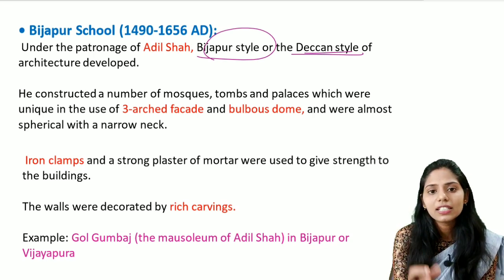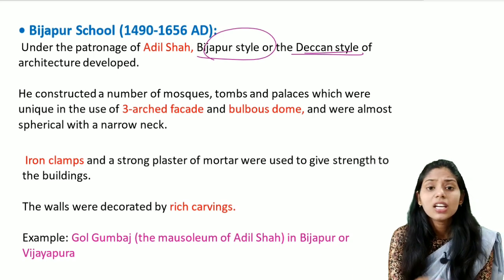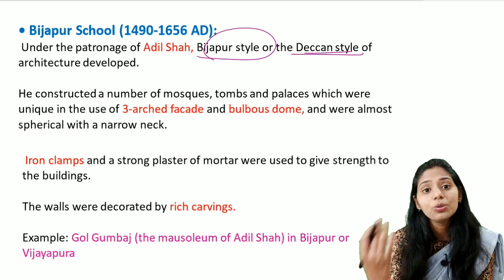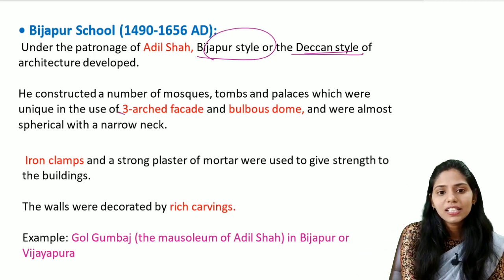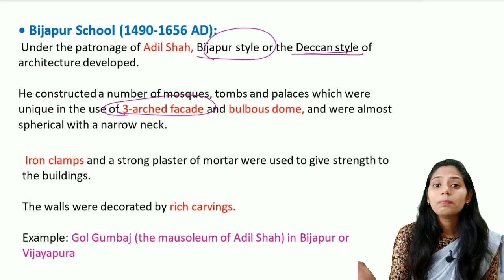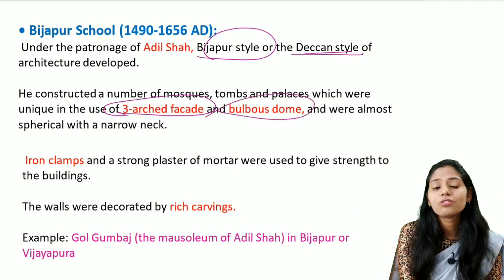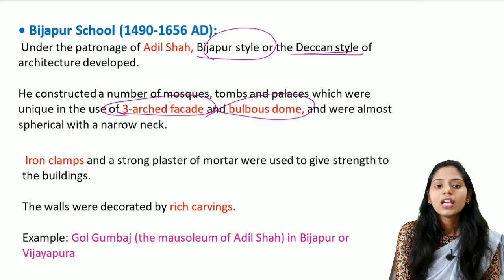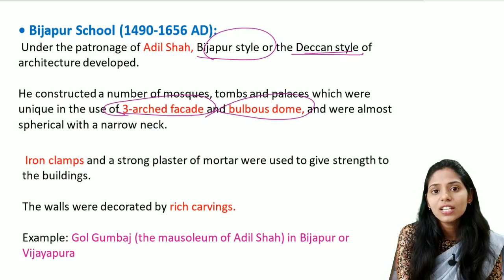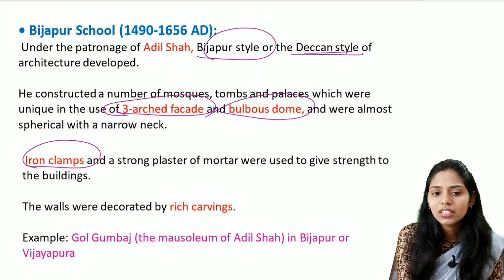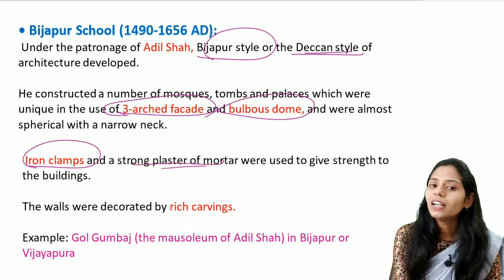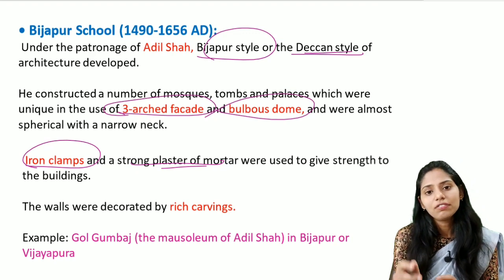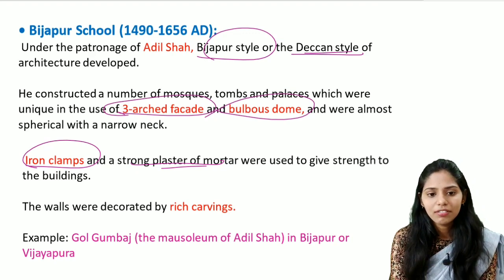Under this period a number of mosques, tombs and palaces were built with a unique style, and they mainly used a three-arched facade and also the bulbous dome. The dome size was increased to its highest in this Bijapur school. The next important feature is that they used iron clamps for strong plaster of the mortar, and also to give strength to the buildings. These walls have rich carvings as well.